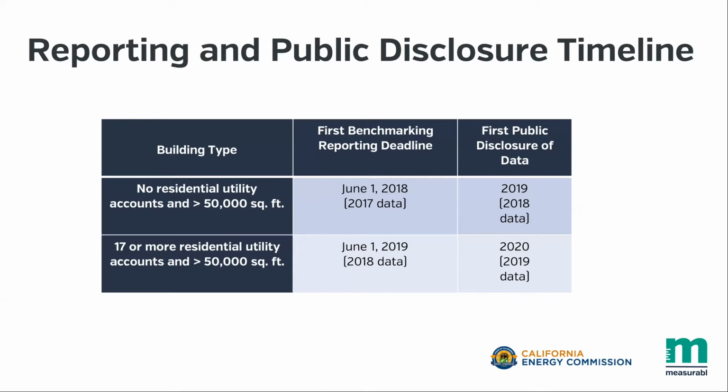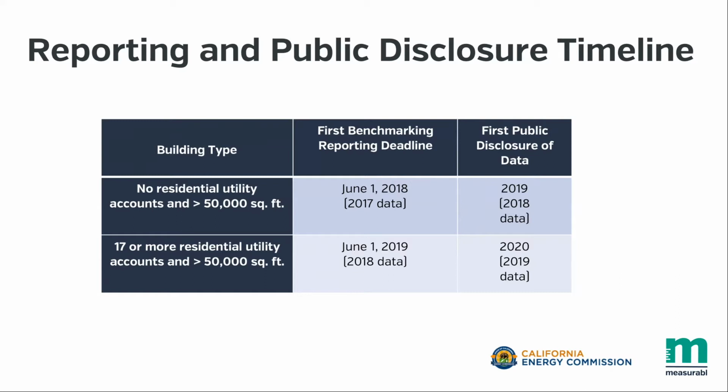This is the reporting and public disclosure timeline. So we've got 2 rows for the 2 distinct groups of disclosable buildings. We'll just talk about the top row first. So this is the one that has the reporting deadline this year. By June 1st, 2018, building owners are required to report to the Energy Commission building characteristic information, occupancy, information about how they're using the building, and energy use data.